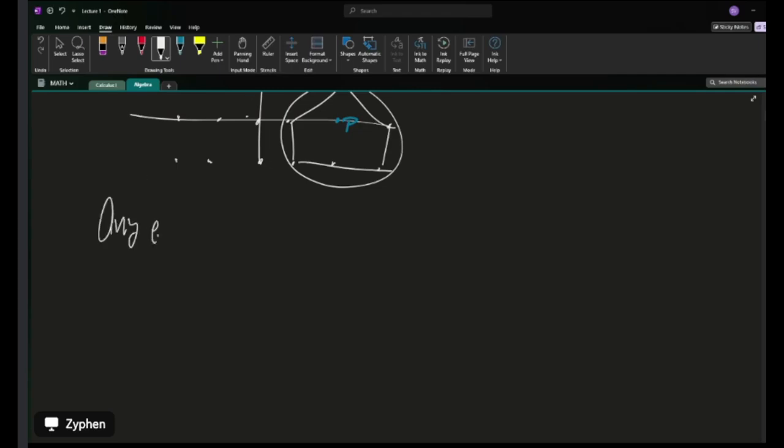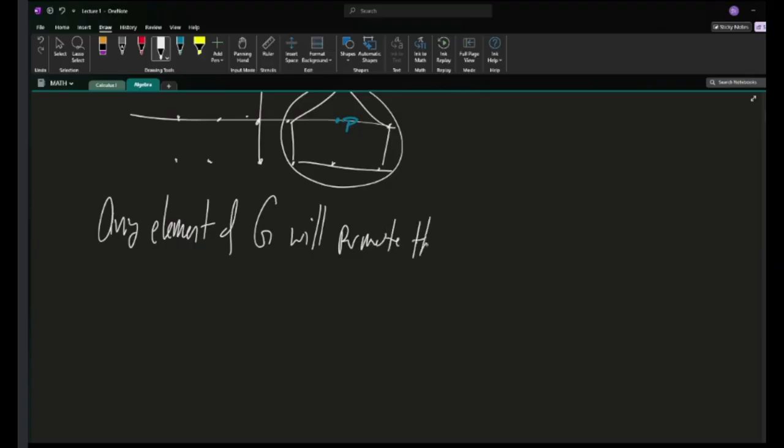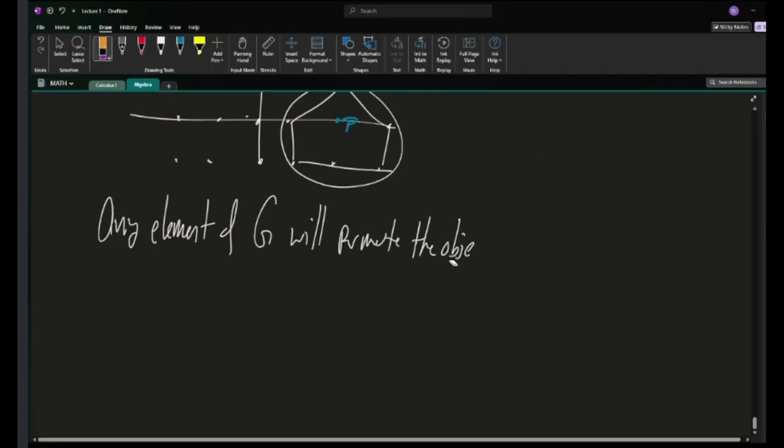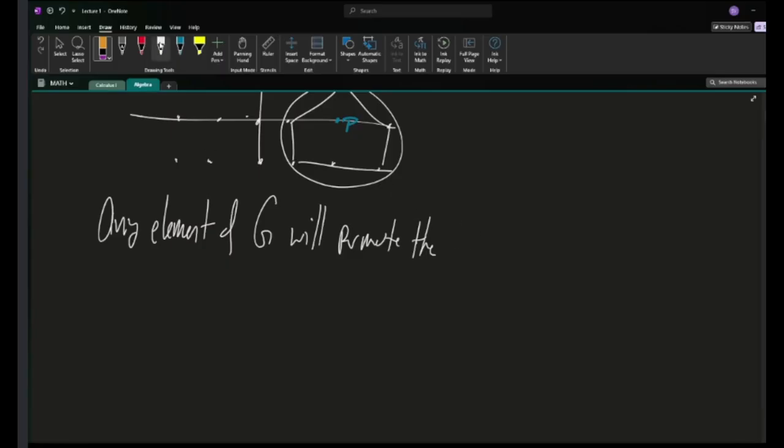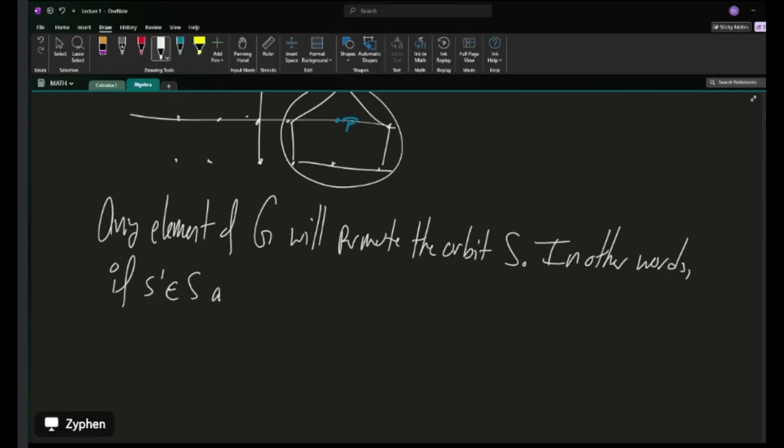So any element of G will permute the orbit S. In other words, if S prime is in S and H is in G, then H S prime is also in S.